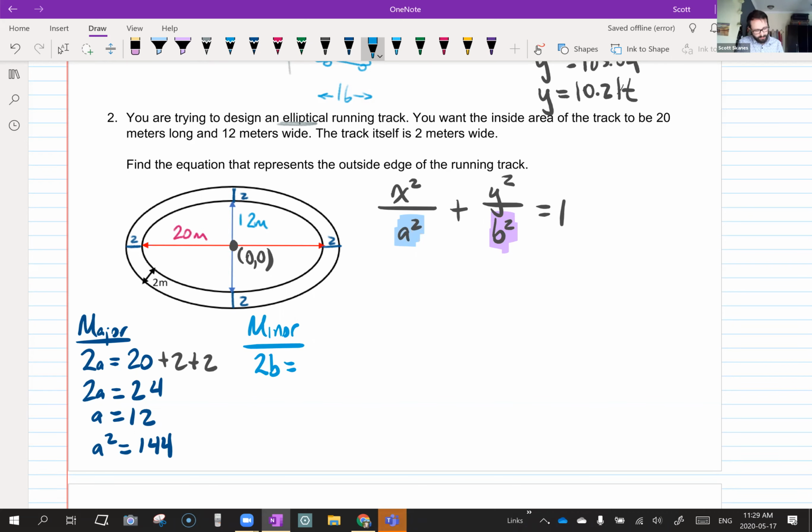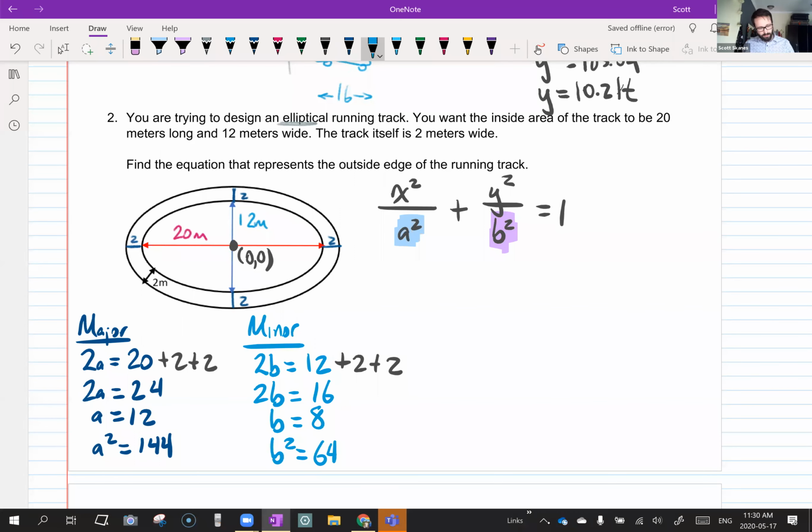Okay, now you're catching on. Good. 12. We add 2 for the top and 2 for the bottom. Of course, you could just add 4 if you wanted to, or you could write it directly, 16. But I like to show everything. That means 2b is 16, which means b is 8, which means b squared is 64. So that's how these work out.